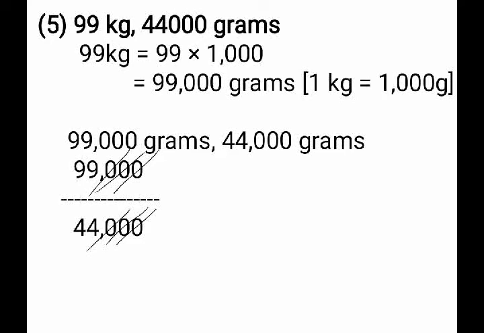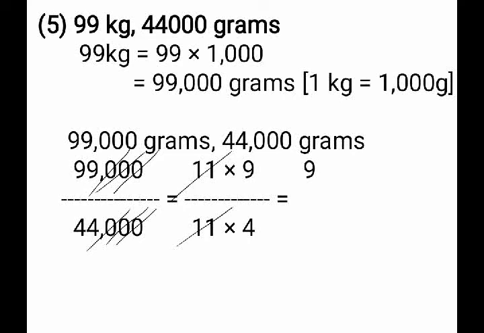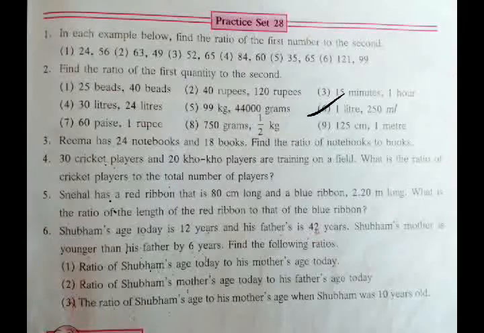So write multiplication form. 11 9s are 99 upon 11 4s are 44. Cancel 11 on numerator and denominator. So what will remain? 9 upon 4. The ratio form of 9 upon 4 is 9:4. Next, 1 liter 250 milliliter.